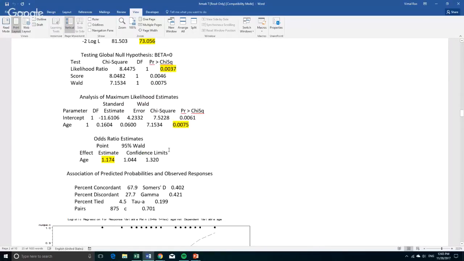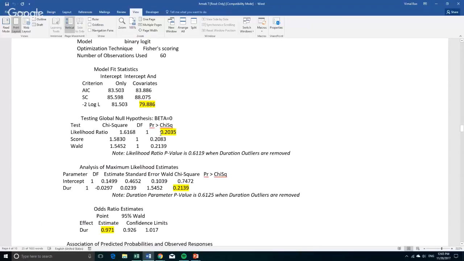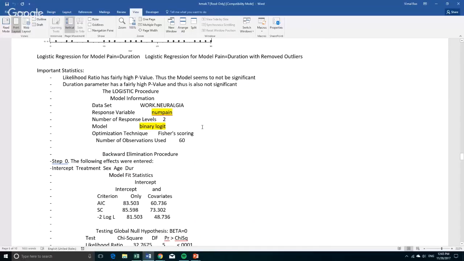Here's some other stuff that doesn't really worry us. Okay, so let's keep going to the part where, okay, here. So now what was typed in is a logistic procedure. So this is doing logistic regression.